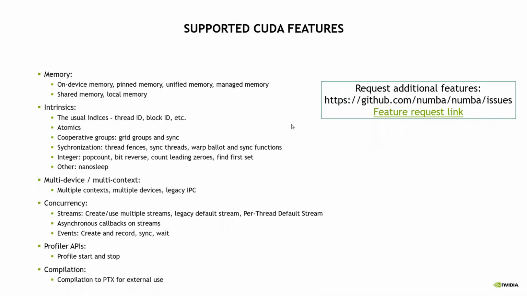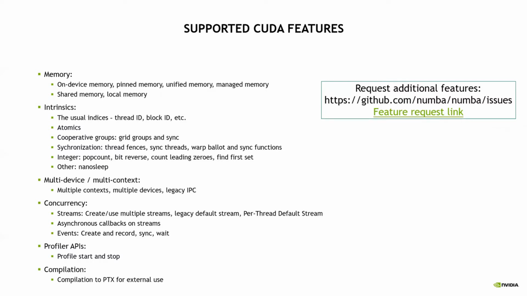In terms of what CUDA features we actually support in Numba, what we've aimed to do is cover as many of the CUDA features as possible. Not everything's there, but quite a lot of the commonly used things are. So we support all the different kinds of memory, intrinsics for things like indices and atomics, a little bit of cooperative groups, streams and events, and the profiler APIs. There's also an API for compiling Python functions to PTX, so that you can compile Python and use it elsewhere, maybe linking it to some other code from another language.